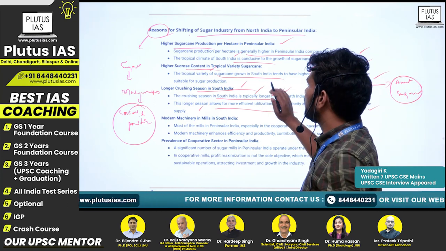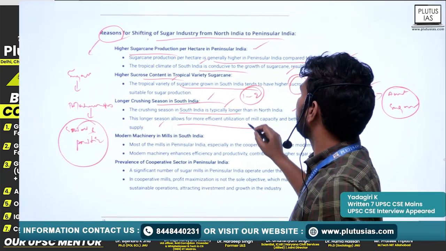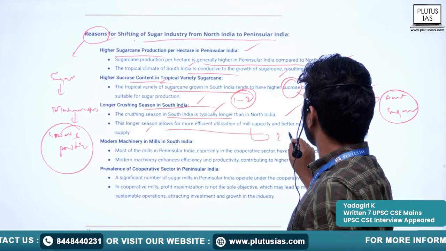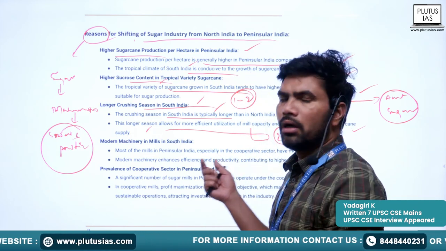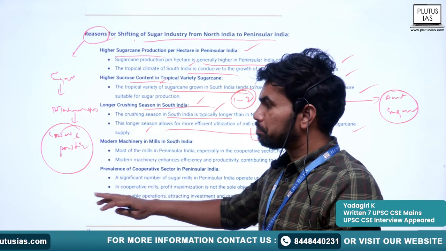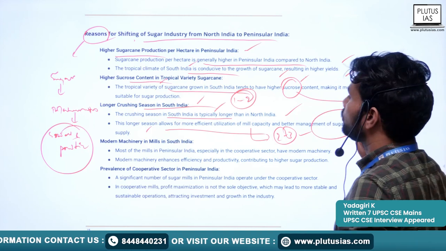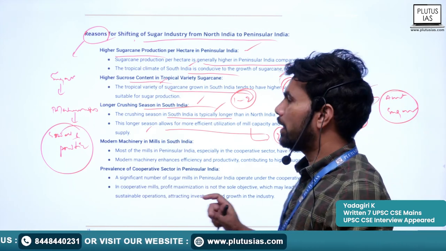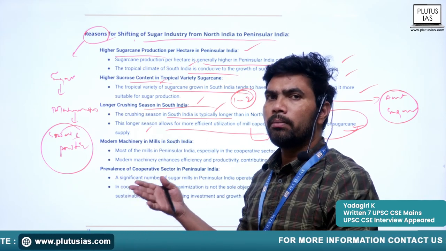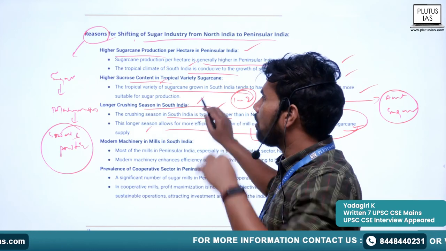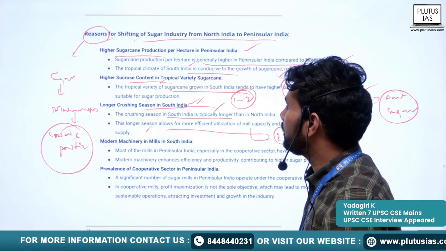So what this exactly means is, in North India, the crushing season might end in 1 to 2 months. However, in South India, it will go to 2 to 3 months. This gives the opportunity for harvesting the sugarcane accordingly and for better management of sugarcane supply. This will reduce the perishability of the sugarcane, and we can utilize the sugarcane in a much better way. So this longer crushing season available in South India is also acting as another important factor.